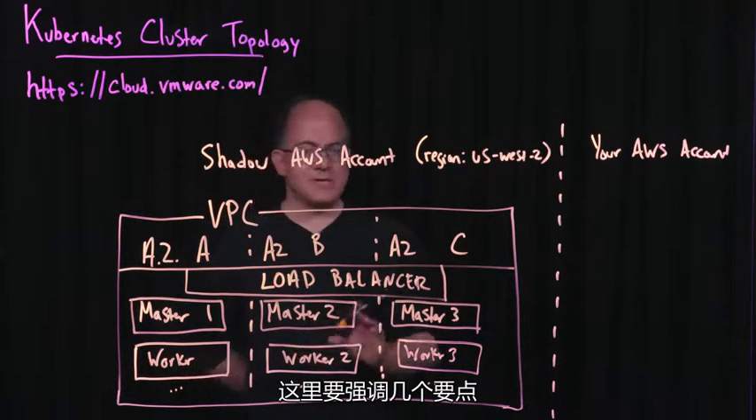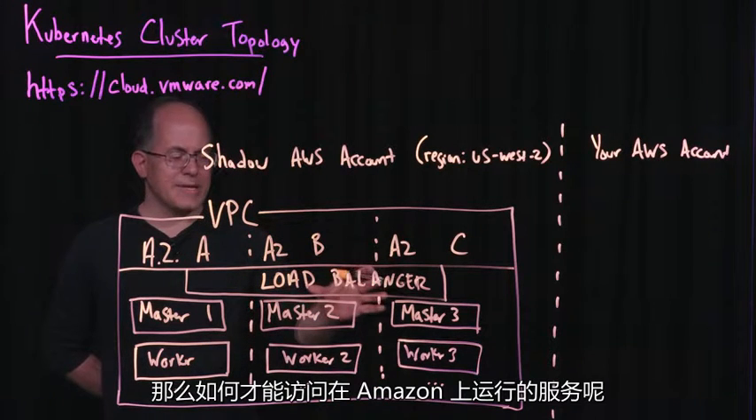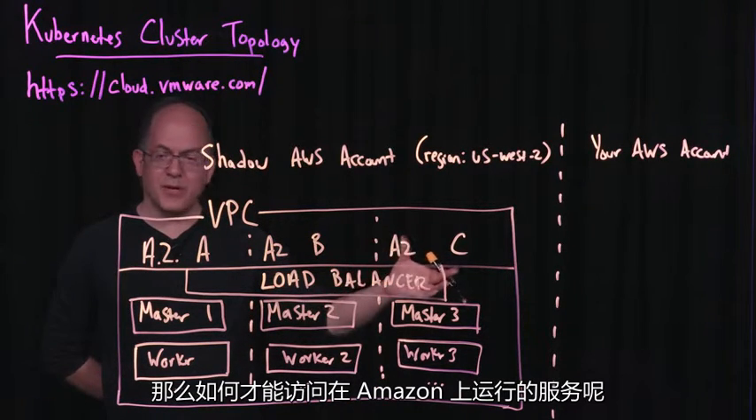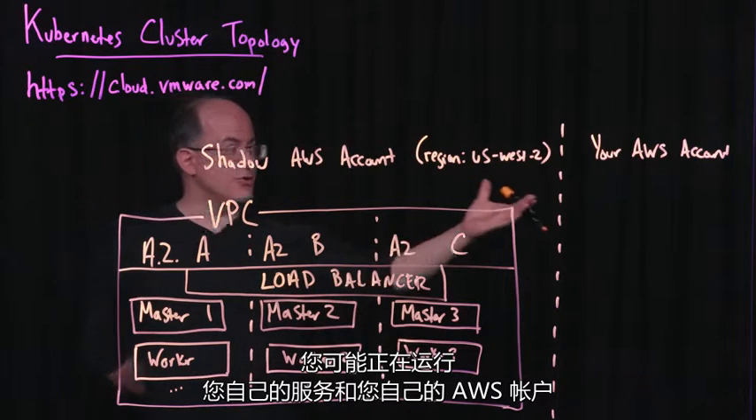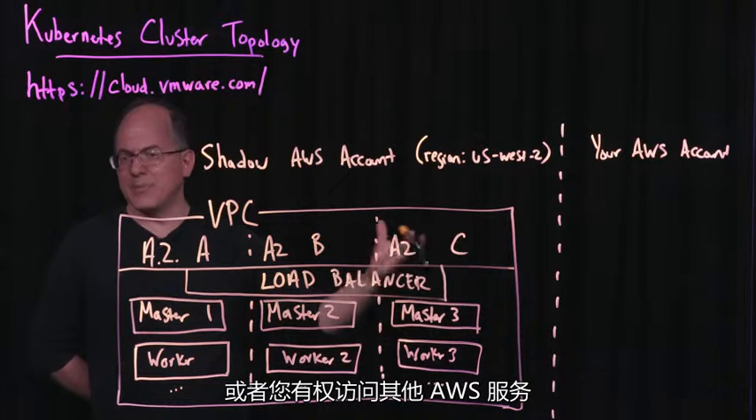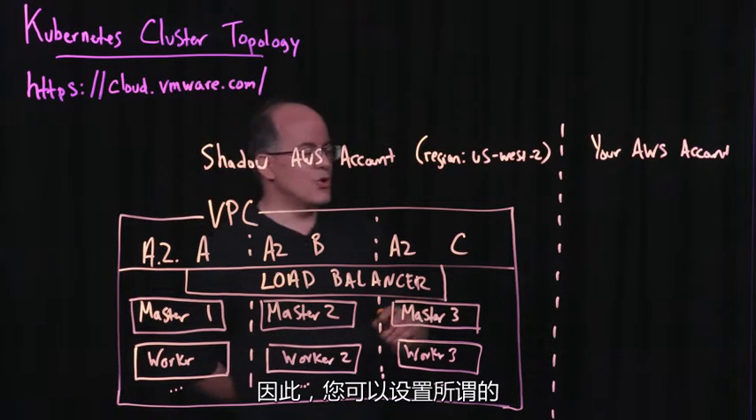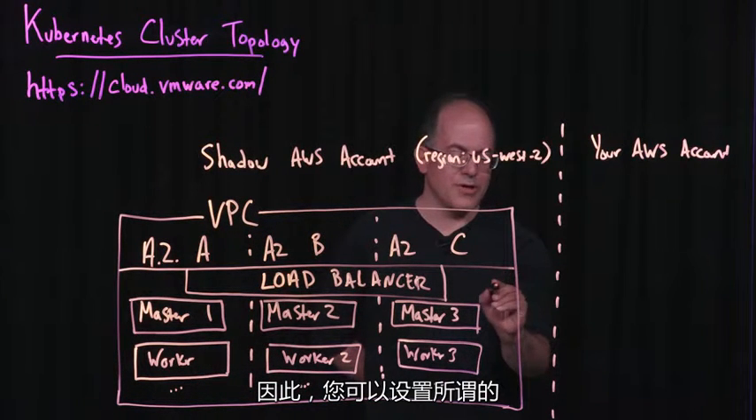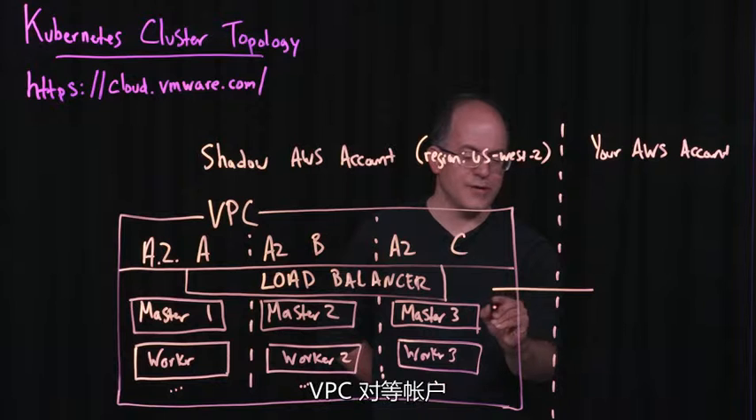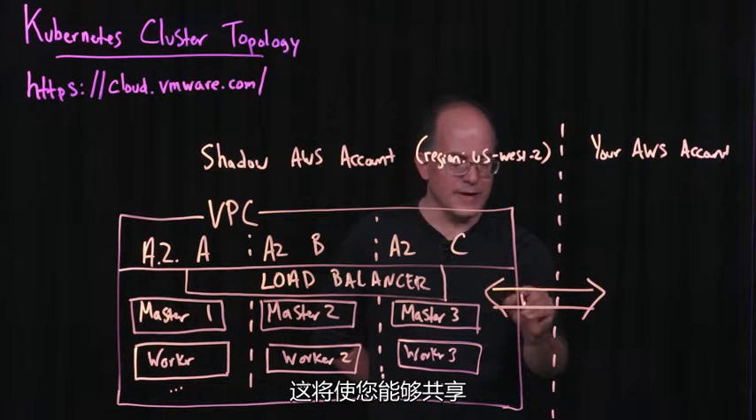Okay, so a couple of important points. One of the questions that people always ask is, well, if you're managing this, how do I get access to my services that are running in Amazon? Perhaps you're running your own services in your own AWS account, or perhaps you have access to other AWS services like RDS or other services that are available through your AWS account. So we allow you to set up what's called a VPC peer to your account.